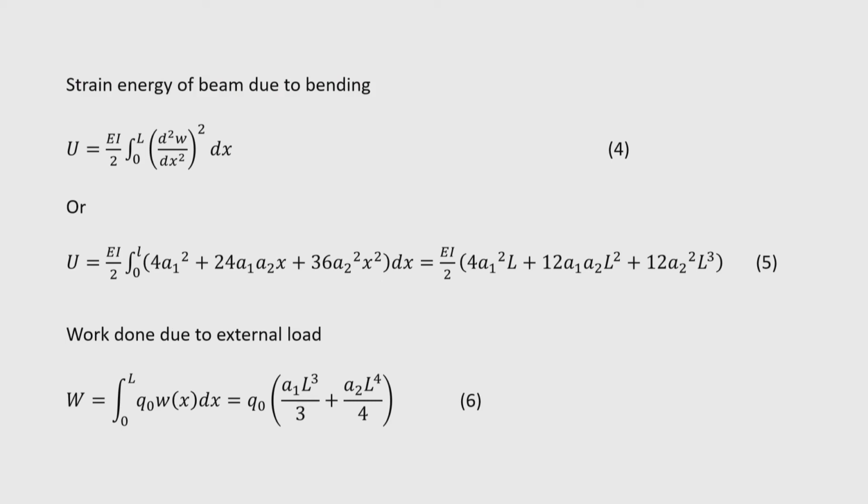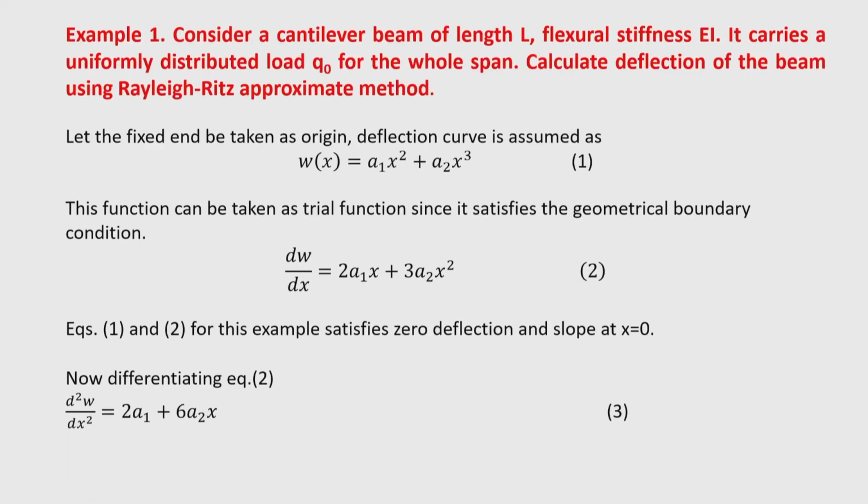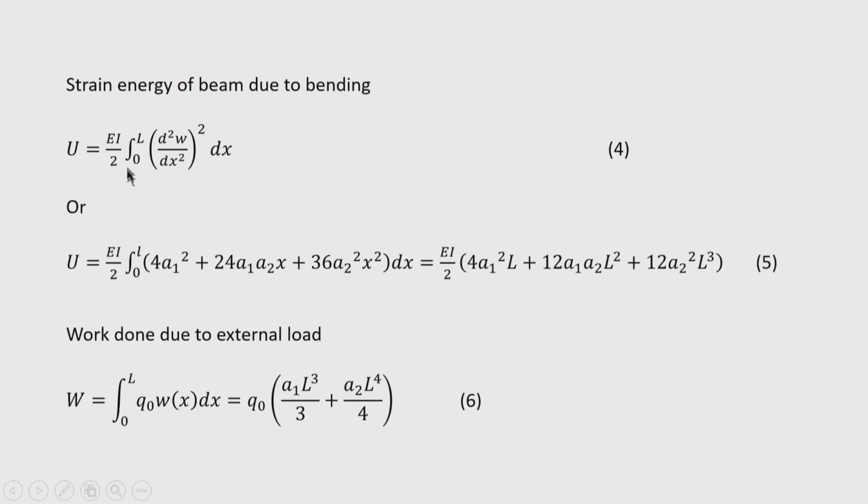So, the strain energy due to bending of the beam will be EI by 2, integral from 0 to L of (d square W by dx square) whole square dx. After substituting the value of d square W by dx square from the previous expression and performing the integration, we arrive at the expression for U as EI by 2 into [4 a1 square L plus 12 a1 a2 L square plus 12 a2 square L cube].